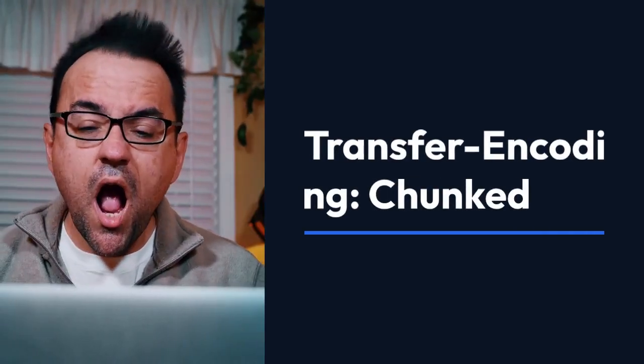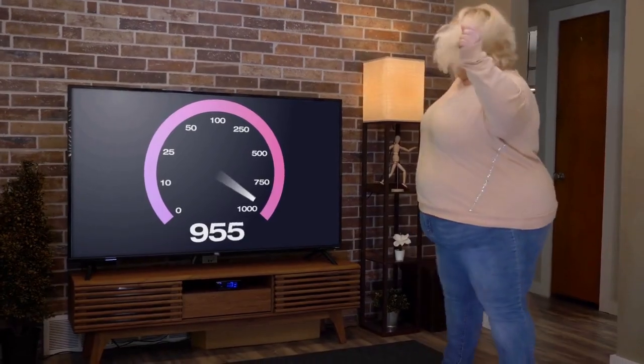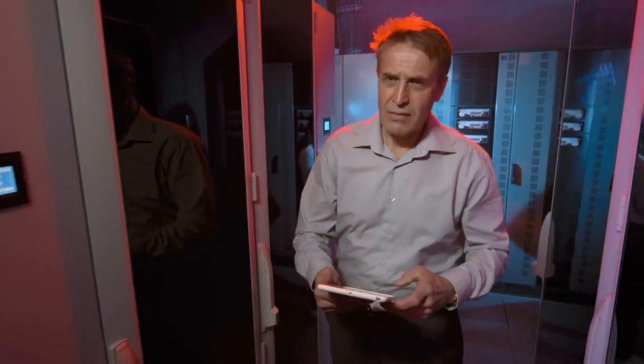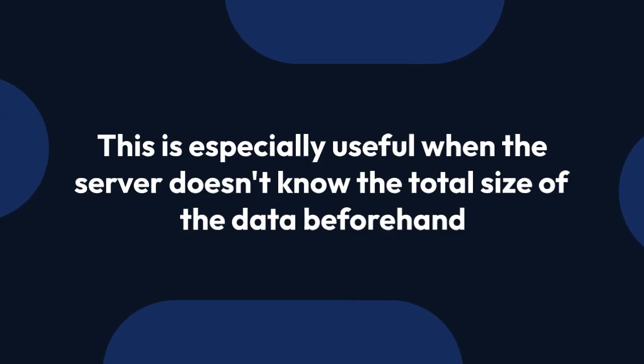Let's explain transfer encoding, chunked. In simple terms, it's a way for a web server to send data to a client in smaller, manageable chunks instead of sending the entire file all at once. This is especially useful when the server doesn't know the total size of the data beforehand, like when streaming a live video or uploading a file of unknown size.